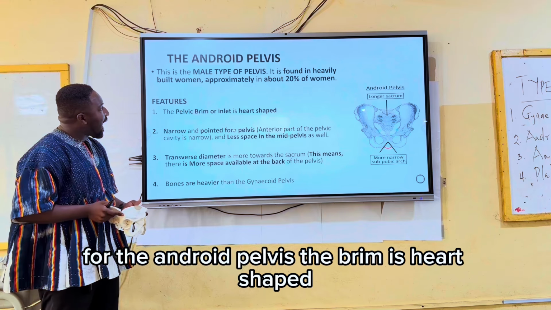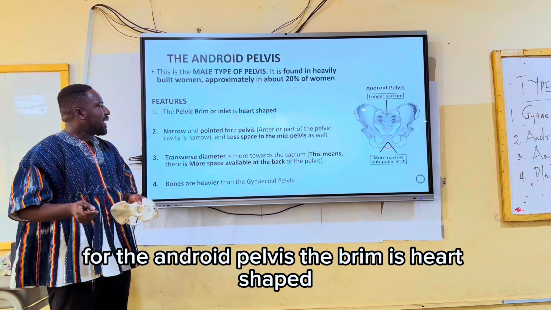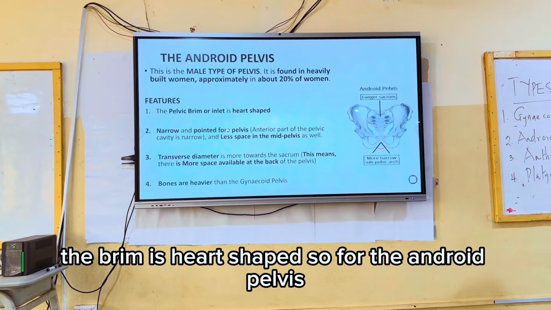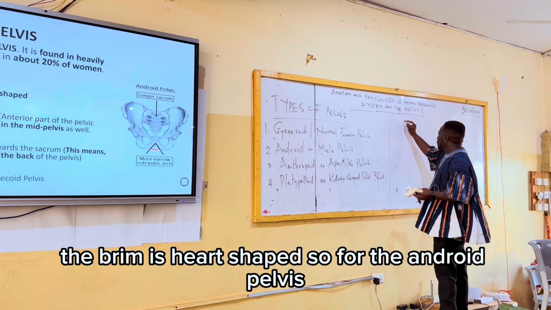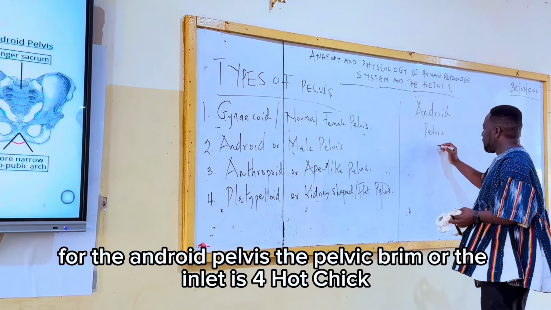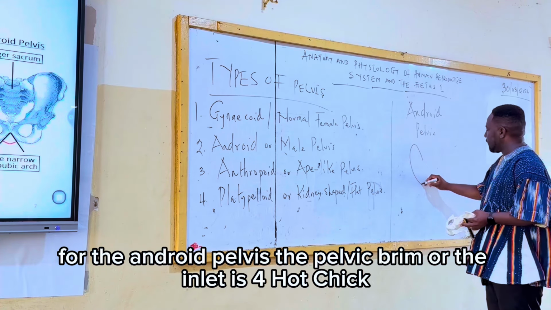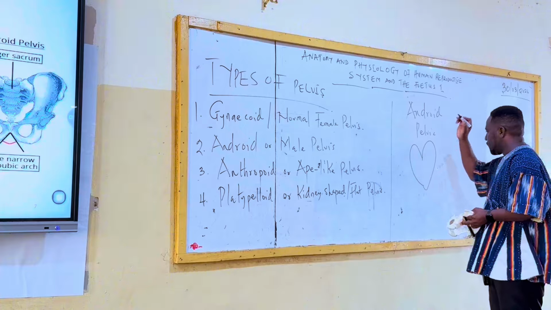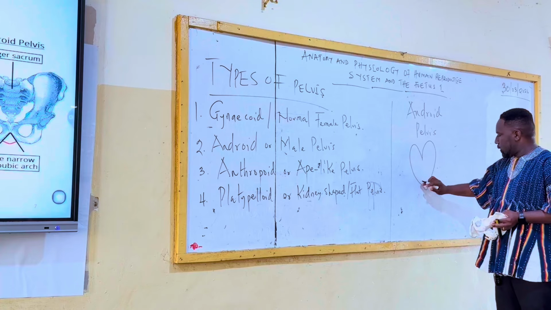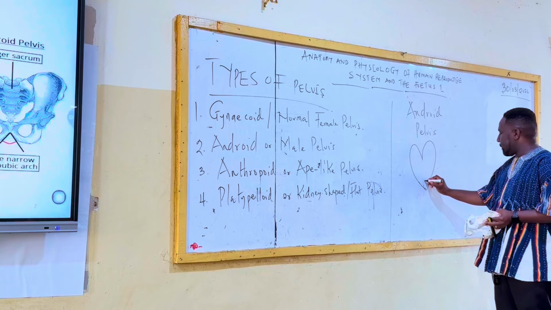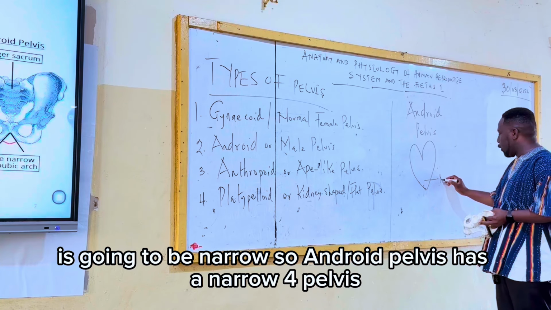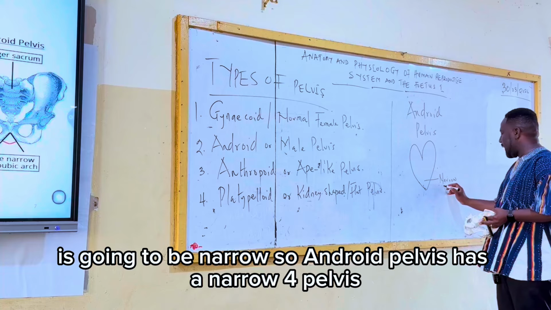For the android pelvis, the brim is heart-shaped. The brim is heart-shaped. So for the android pelvis, the pelvic brim or the inlet is more heart-shaped. So this means that the forepelvis, that is the anterior part of the cavity of the pelvis, is going to be narrow. So android pelvis has a narrow forepelvis.